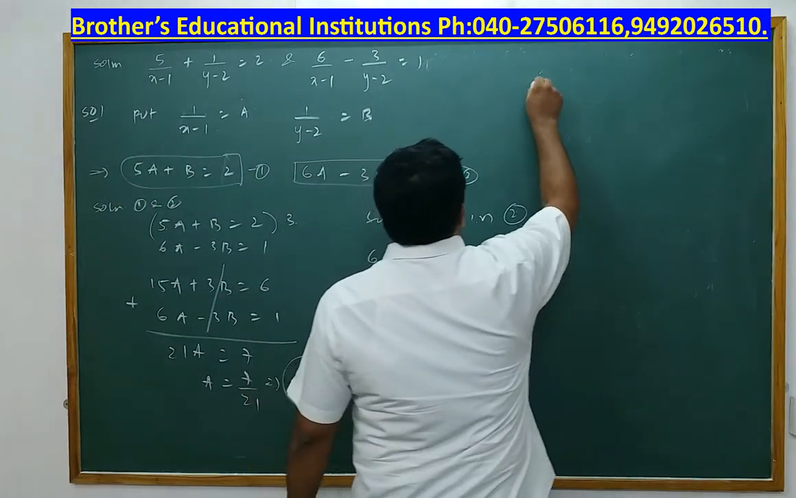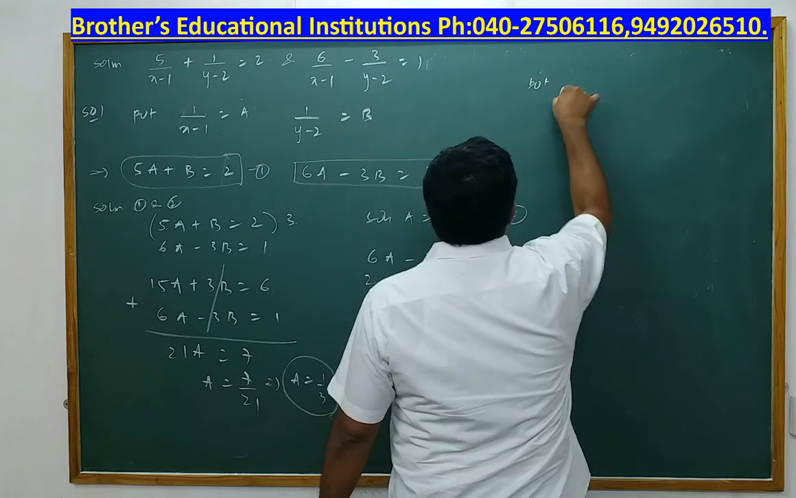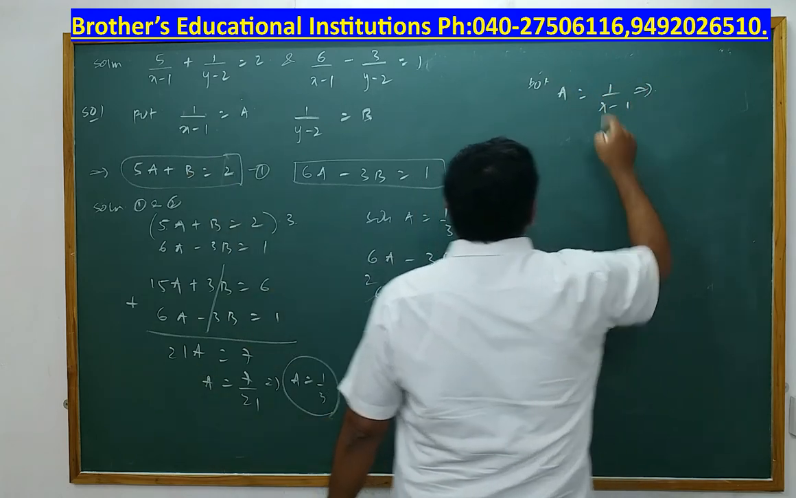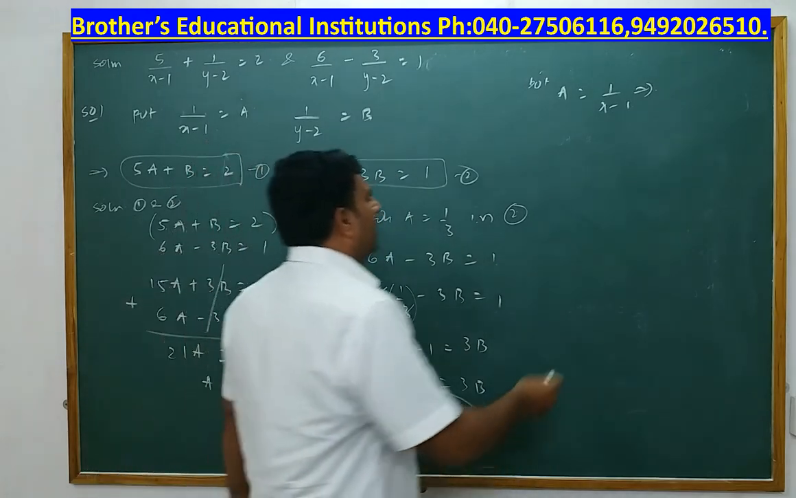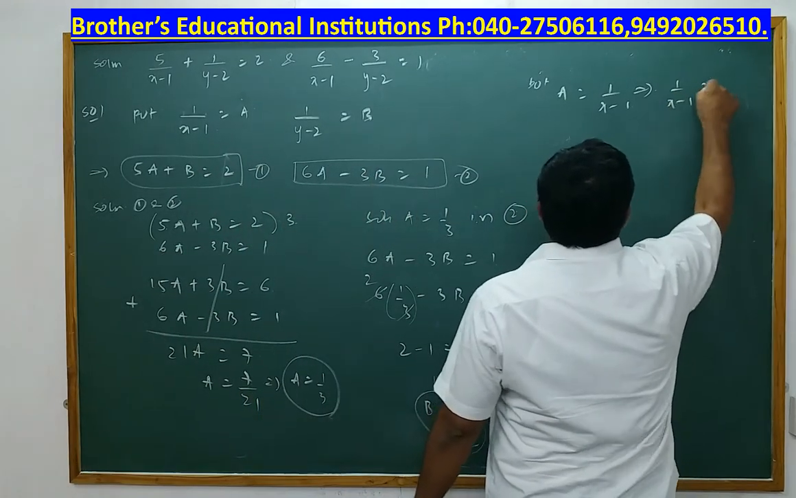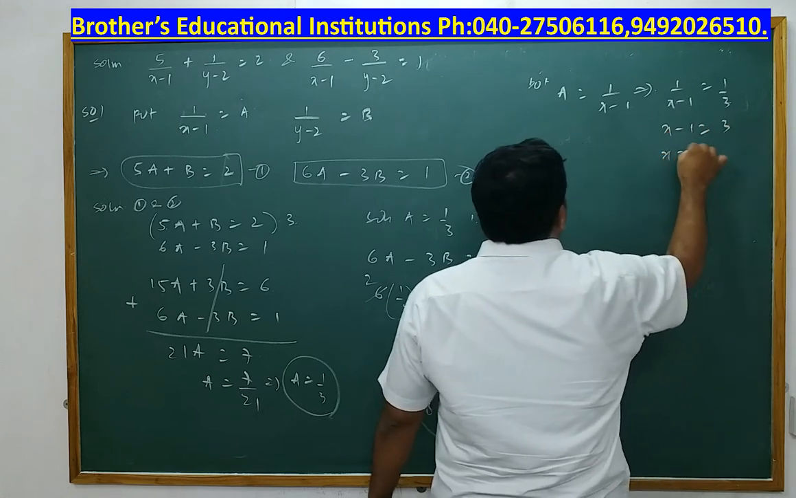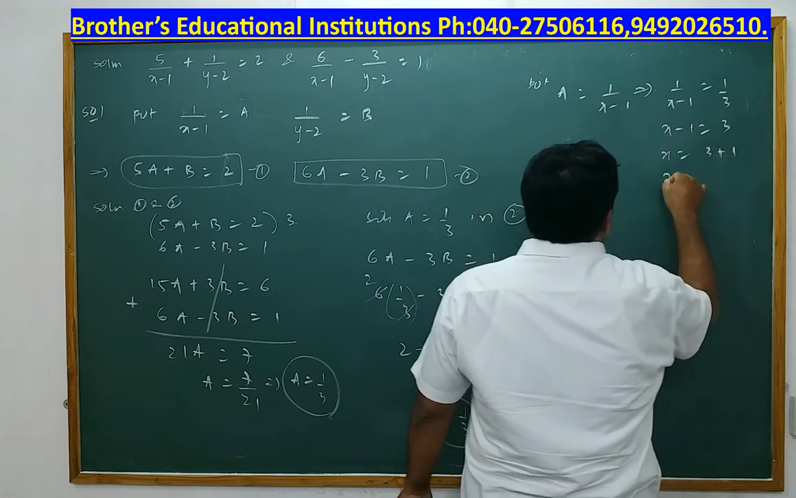What am I going to do? I will say, but a is equal to, what is a? 1 by x minus 1. This implies, but what is this? 1 by x minus 1 is equal to 1 by 3. So let me write 1 by x minus 1 is equal to 1 by 3. Reverse, x minus 1 is equal to 3. Minus 1 will go that side. x is equal to 3 plus 1. So x is equal to 4.